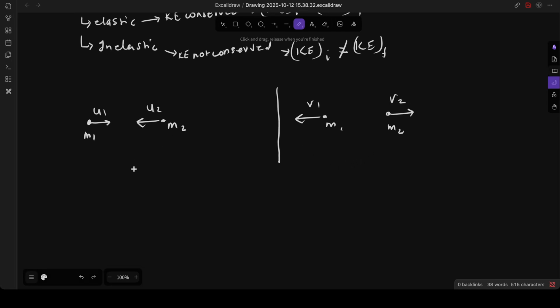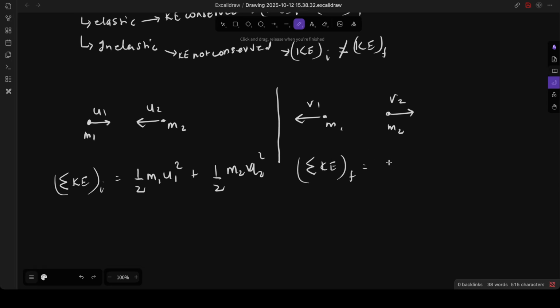Now here, to figure out whether this collision that happened right now is elastic or inelastic, you have to figure out total kinetic energy of the system initially and the total kinetic energy of the system final. Now, we know that the formula for kinetic energy is half m1 u1 squared plus half m2 u2 squared, and here it would be half m1 v1 squared plus half m2 v2 squared.